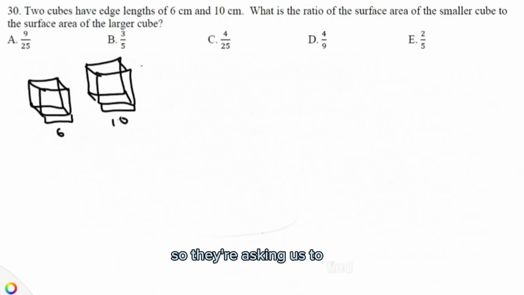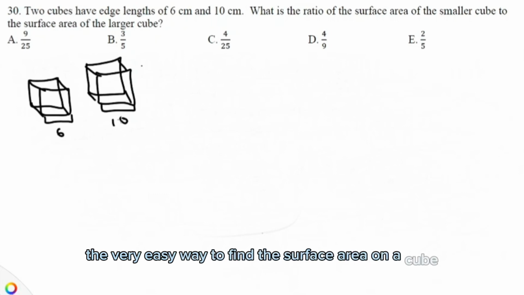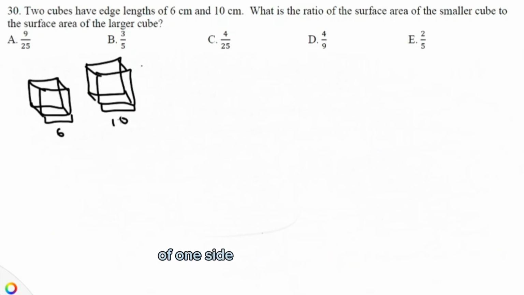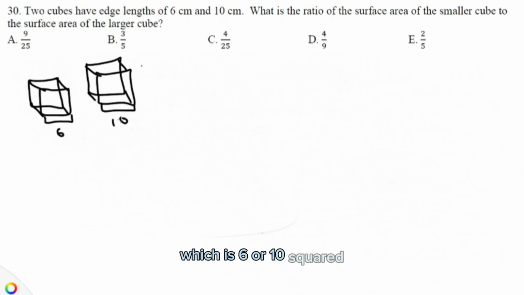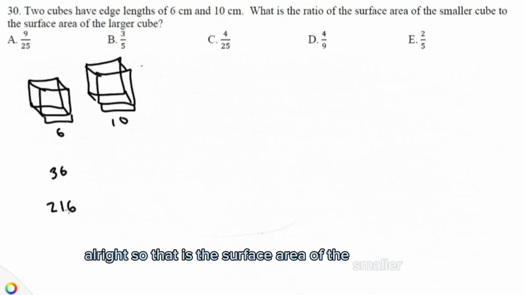So they're asking us to find the ratio of the surface area of the smaller cube to the surface area of the larger cube. The very easy way to find the surface area of a cube is just to find the area of one side and multiply it by 6, because a cube has 6 sides. Alright, the area of one side is just the edge length, which is 6 or 10, squared, because it's a square face, so each side will be the same length. So 6 times 6, or 6 squared, is 36, and that times the 6 faces is 216. Alright, so that is the surface area of the smaller cube.